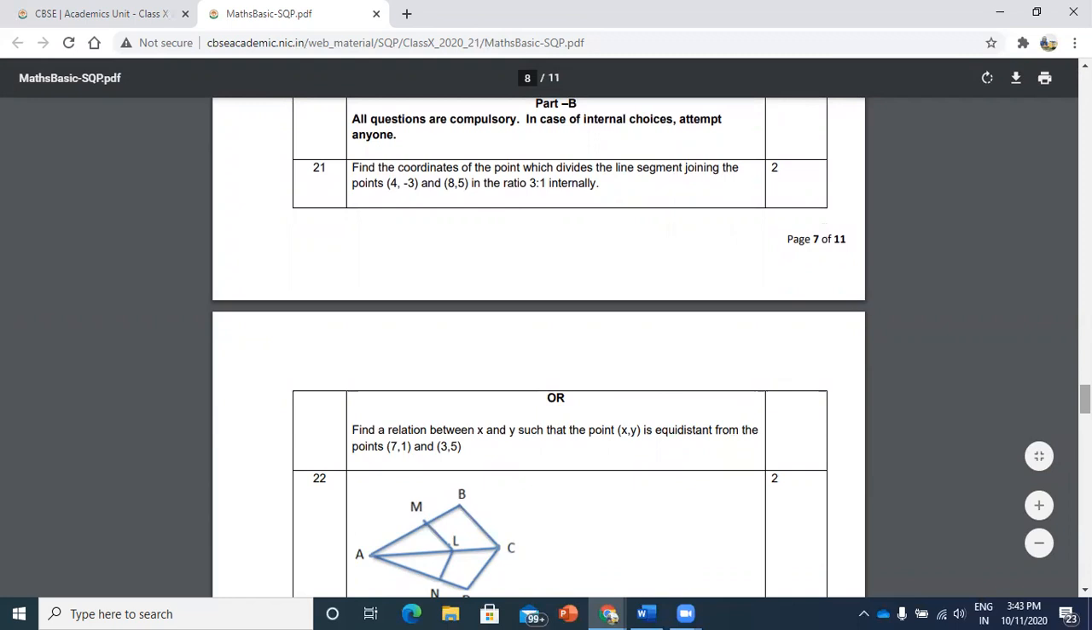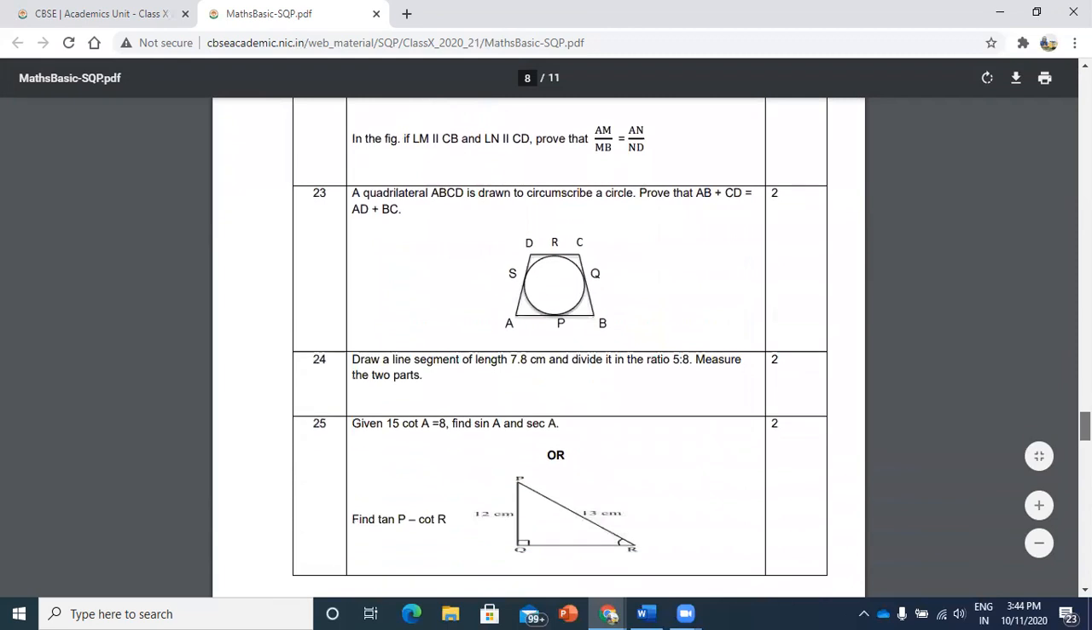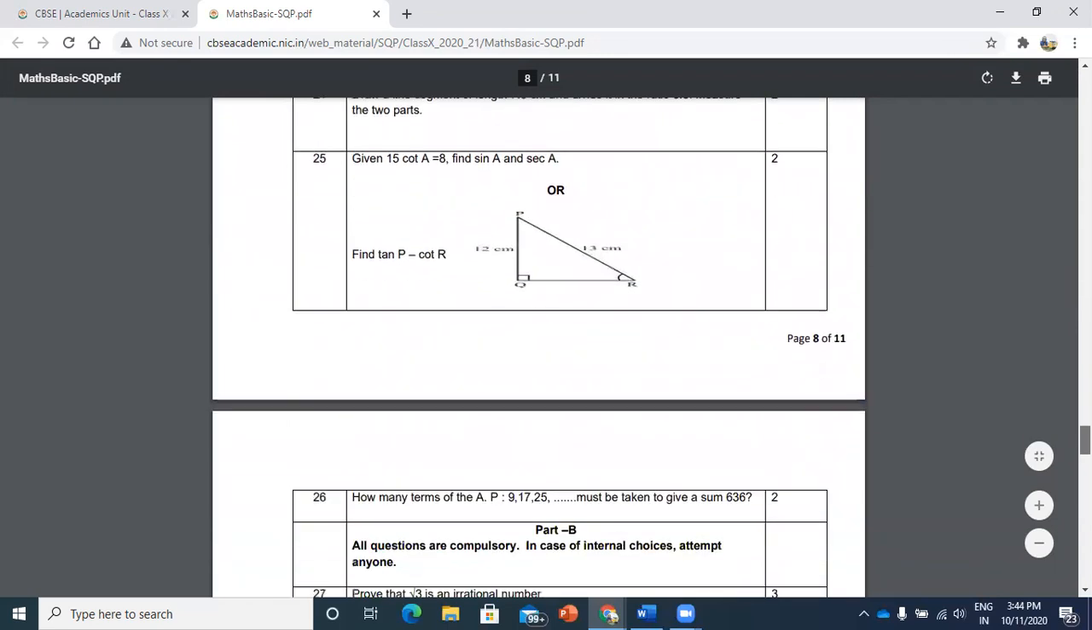Then we come to part B. Here we have the 2-mark questions, the 3-mark questions, and for the first time they have introduced 5-mark questions. Earlier it was 1, 2, 3, 4. Now we have 2, 3, and 5 also. So these are the 2-mark questions. Again, nothing very difficult, all straight away lifted from the textbook.